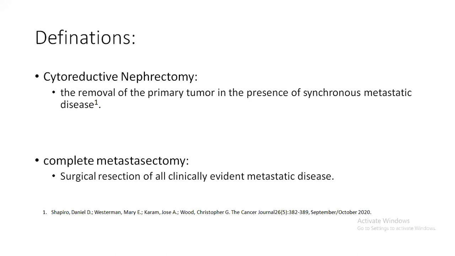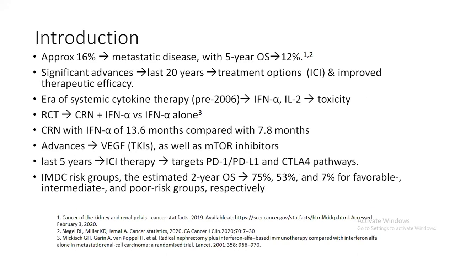Before going into detail, I would like to give a short introduction about metastatic RCC. We don't have any correct statistics about Pakistan. The data is from the US, where approximately 16% of patients with renal cell carcinoma present with metastatic disease. The overall survival is about 12%, but it depends upon the category of the patient, either favorable, intermediate, or poor risk.